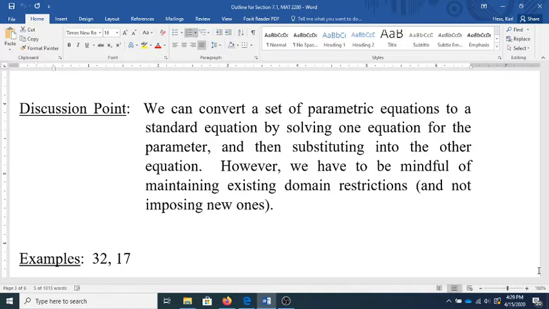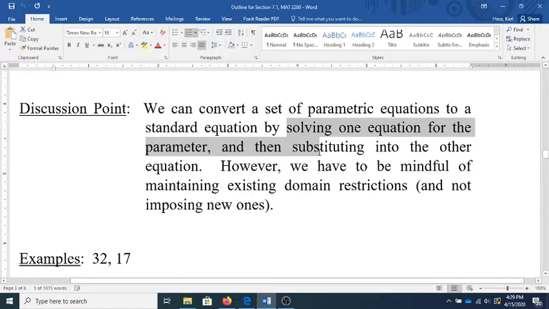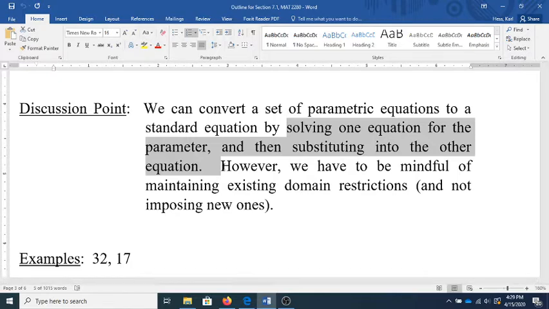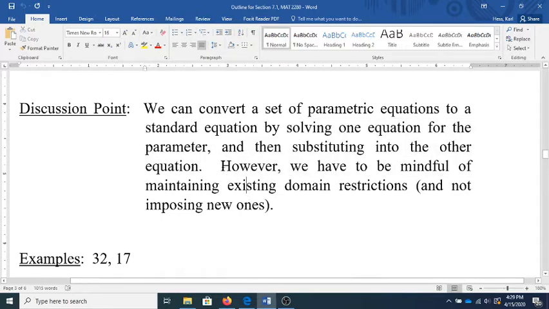If you start out with a set of parametric equations, we've already shown an example of this, you can turn those two parametric equations into one standard equation by solving one equation for the parameter, what we've been using t for, and then substituting into the other equation. By the way, you don't have to use t for the parameter. T is just a common choice because often the parameter represents time, but not always. And there is one other letter that's often used for parameters, and we'll bring that up when we get to it. Little note here, we do have to be mindful of maintaining domain restrictions and also not accidentally imposing new ones.